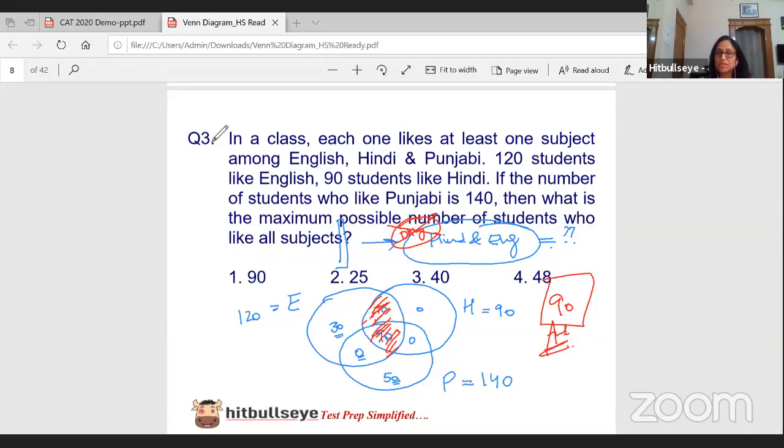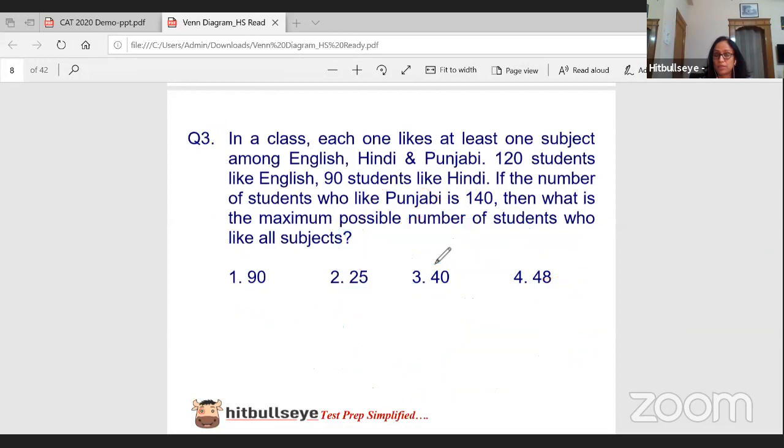So this is how these questions come to you in CAT. And please expect the question will not end here. They will ask you something more than this also. Is everybody clear? Any doubts still here?